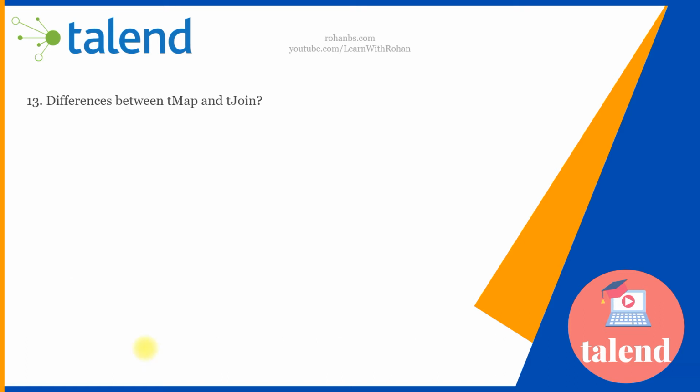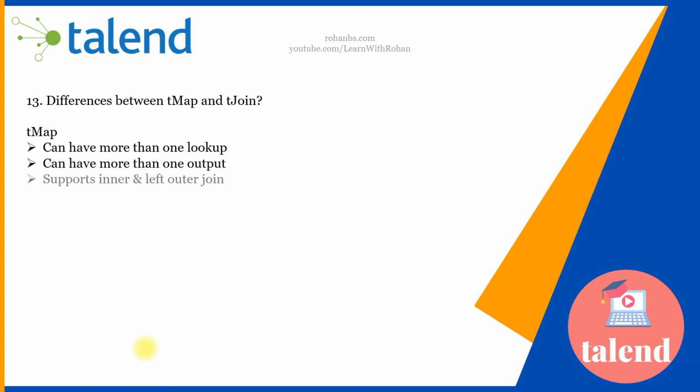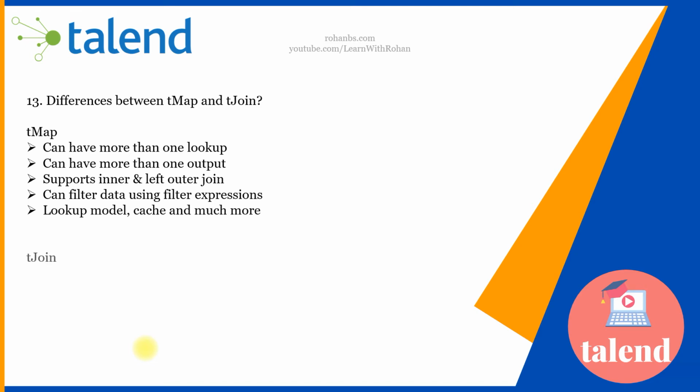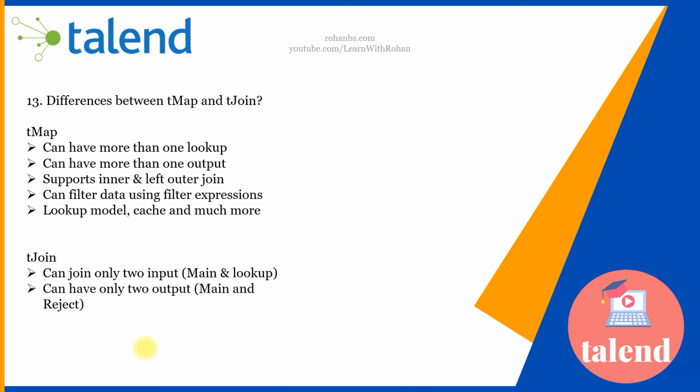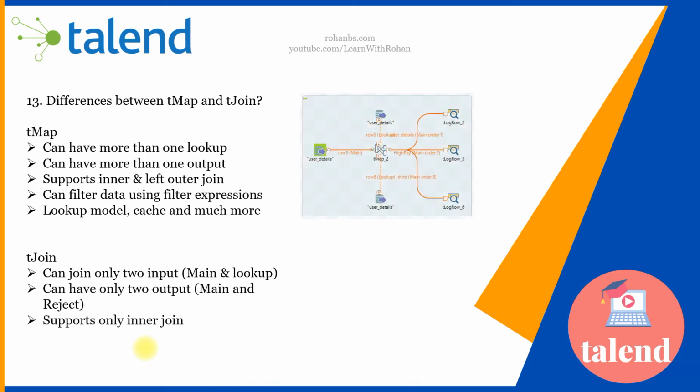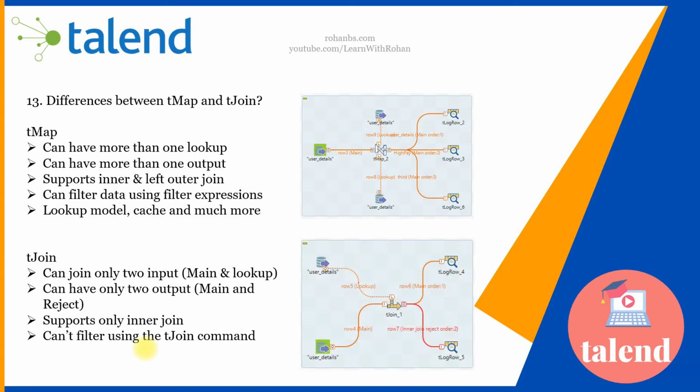Alright, moving on, the 13th question here is, what is the difference between tMap and tJoin? This is a very common and most frequently asked question. A tMap can have more than one lookup. It can have more than one output. It supports inner join and left outer join. You can filter data using filter expressions. You can even make use of lookup model and join model and everything. It gives a lot of flexibility and it's the most widely used component in the entire Talend development.